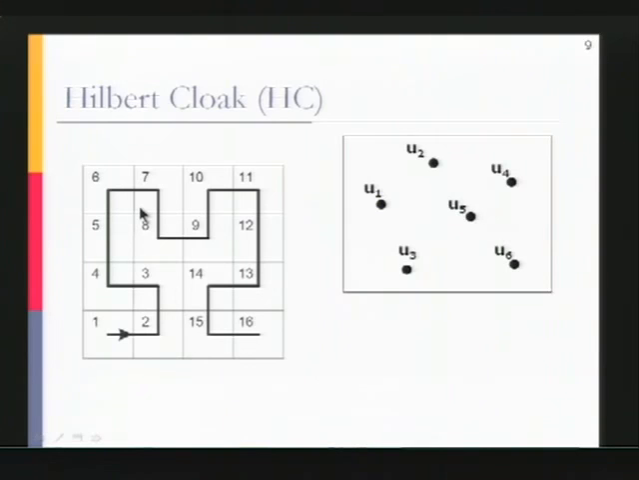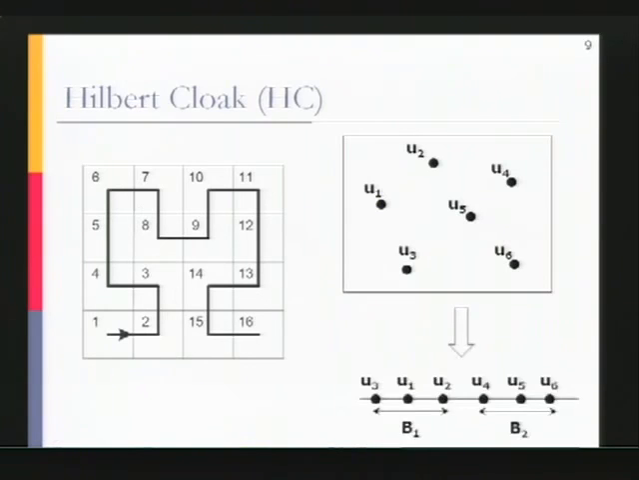To have another example, a sample distribution of users will be mapped probably to something like this. And then within the sequence, we can simply split the 1D sequence into blocks of users of at least k. And this will determine the generated cloaking regions.